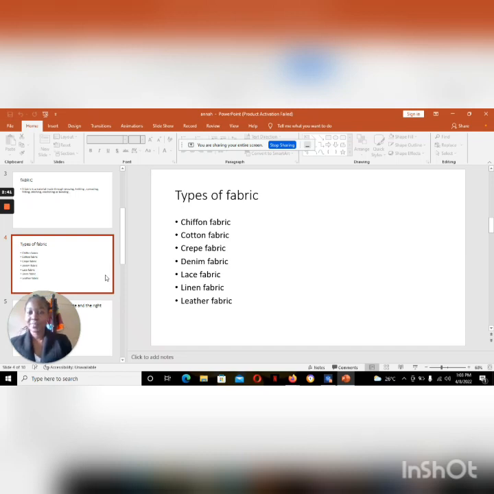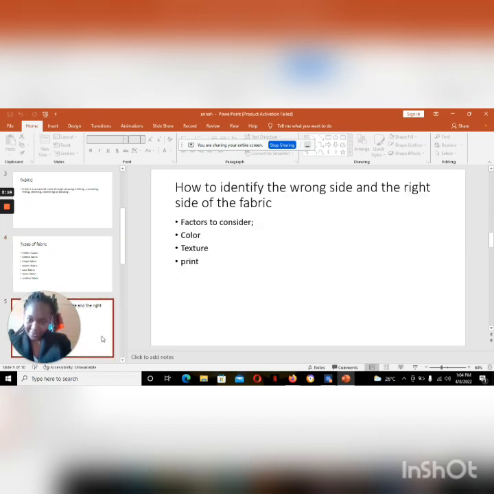Okay, so those are the types of fabric. I think everyone has knowledge about fabric, yeah? Chiffon fabrics are very lightweight. You getting? Leather is a bit heavier, and denim is a bit strong either way.